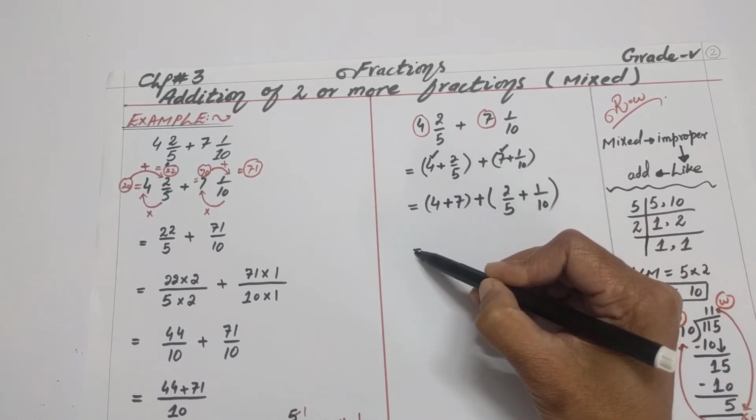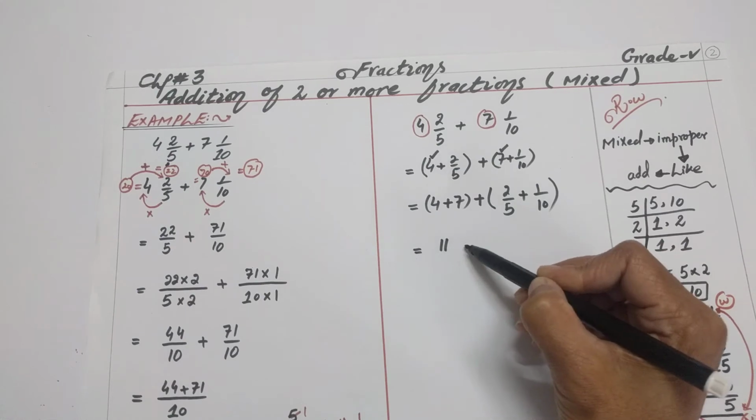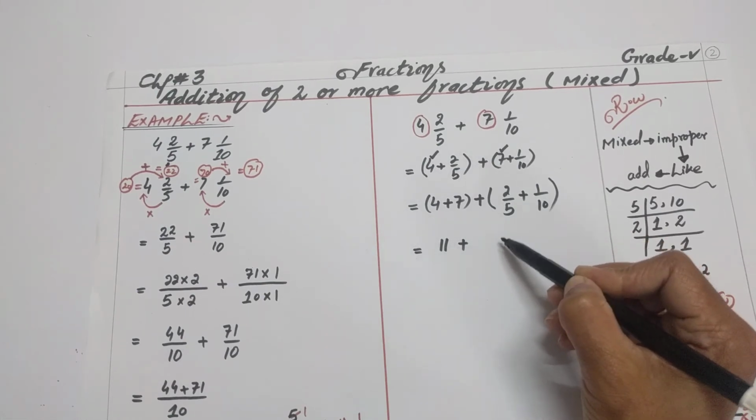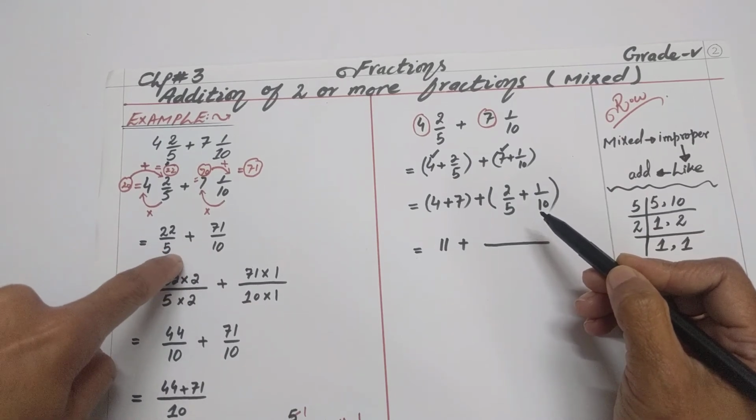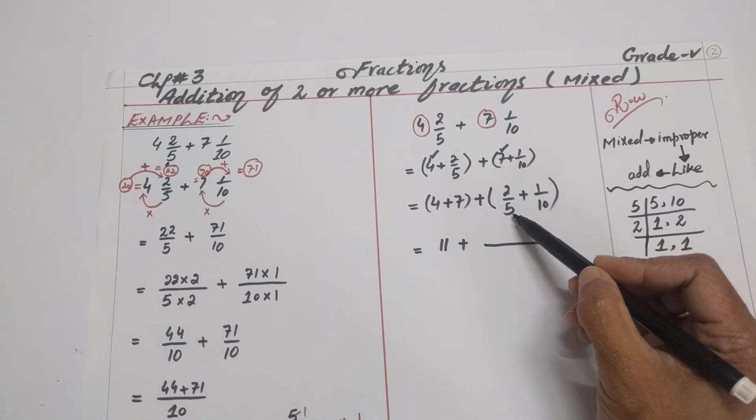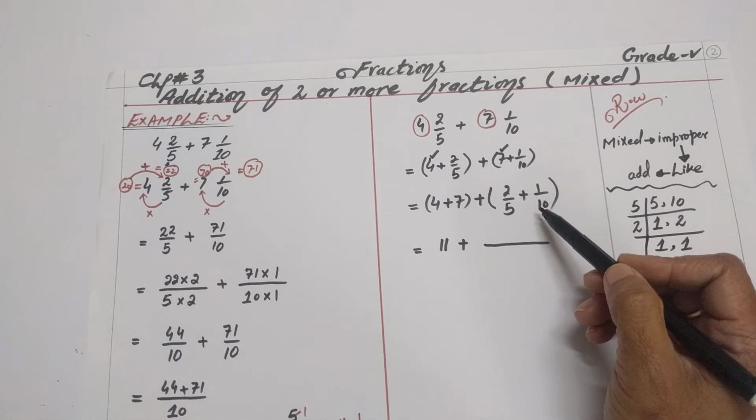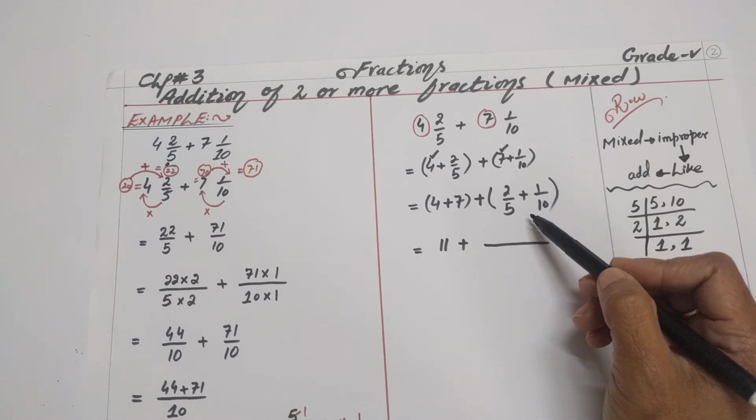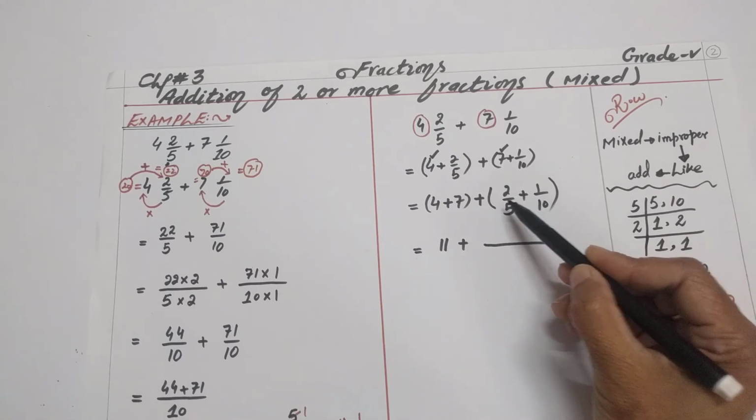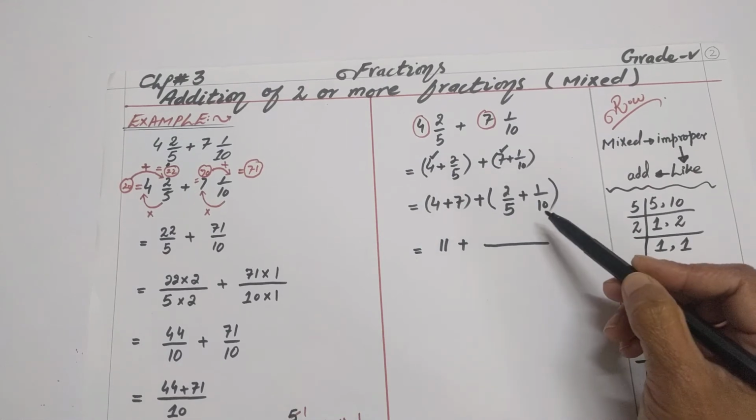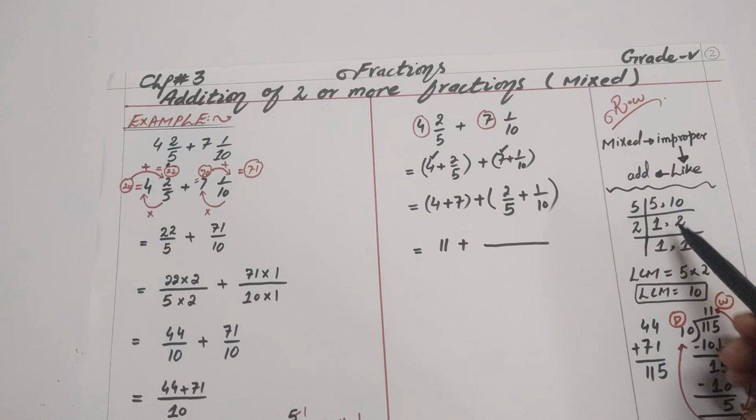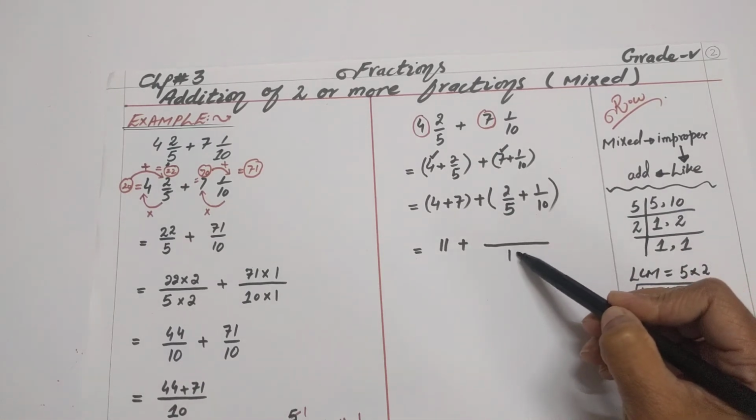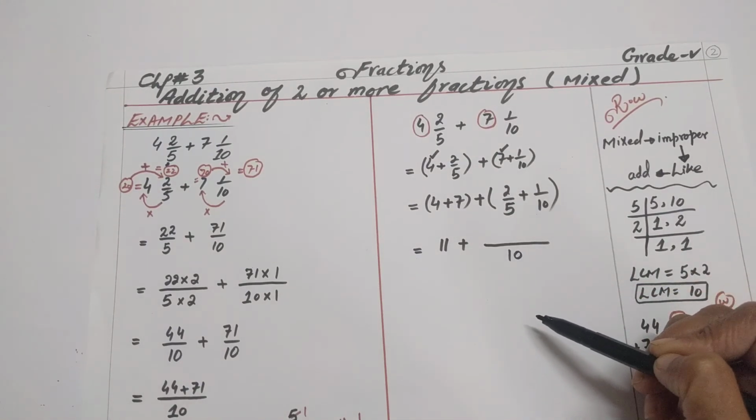4 plus 7, add the whole numbers. 4 plus 7 is equal to 11. And now here you will use the same procedure like this. What are the denominators? As our fractions are in unlike form, unlike fraction, so we have to make the denominator same. So to make the denominator same, you will find the LCM of 5 and 10. As the LCM of 5 and 10 was 10, so 10 will be over here.